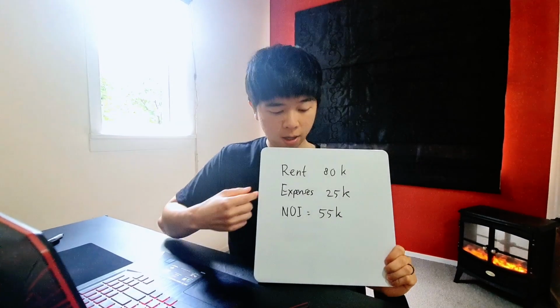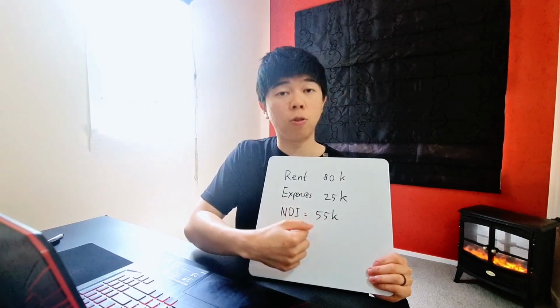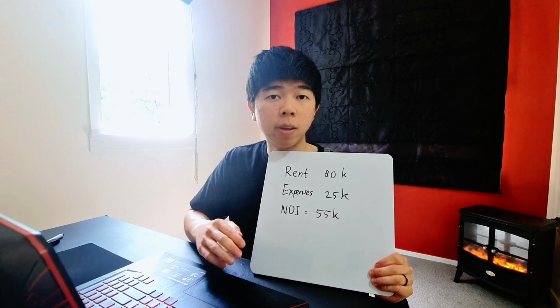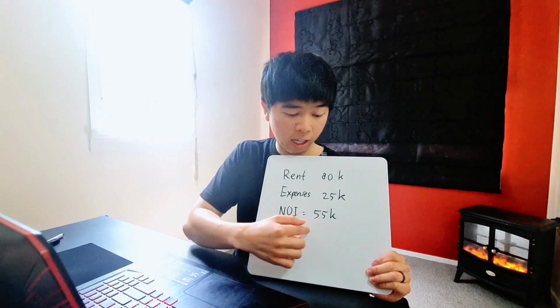So I've got an example here. Rent, expenses, NOI: 55,000 before interest and tax. So assume that if we own this right now without any debt, that's how much we're going to get in our pocket. All right, now we've got NOI.